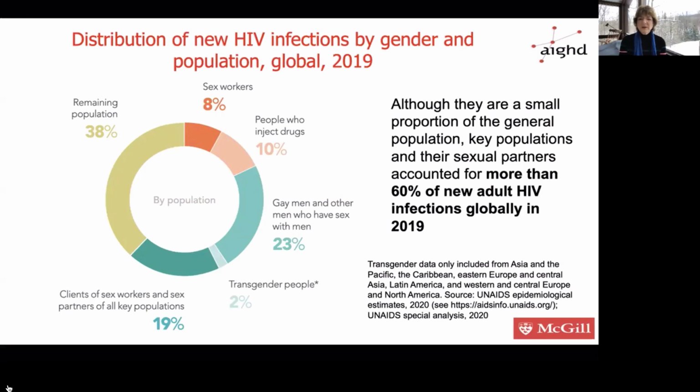Globally, if we look at new HIV infections by gender and key populations, we see that although they are a small proportion of the general population, key populations and their sexual partners accounted for more than 60% of new adult HIV infections globally in 2019. 8% were sex workers, 10% were people who inject drugs, 23% were gay men and other men who have sex with men, 2% were transgender people, and 19% were the clients of sex workers and the sex partners of all the key populations.